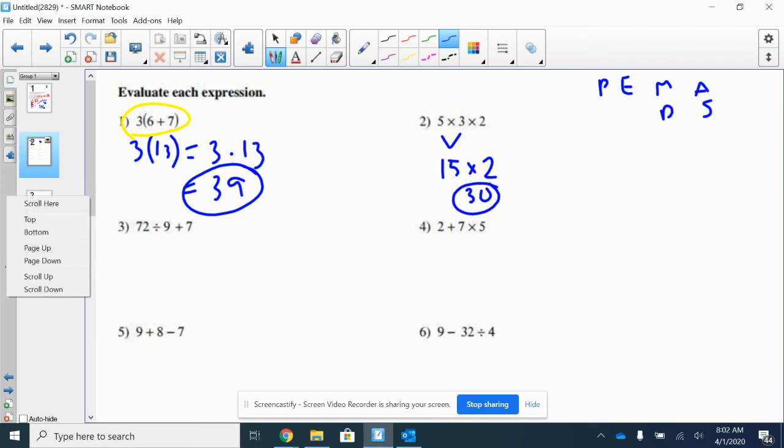Next, we have division and addition. So if we look over here, we have divide comes before add, right? So 72 divided by 9 is 8. And then 8 plus 7 is 15.